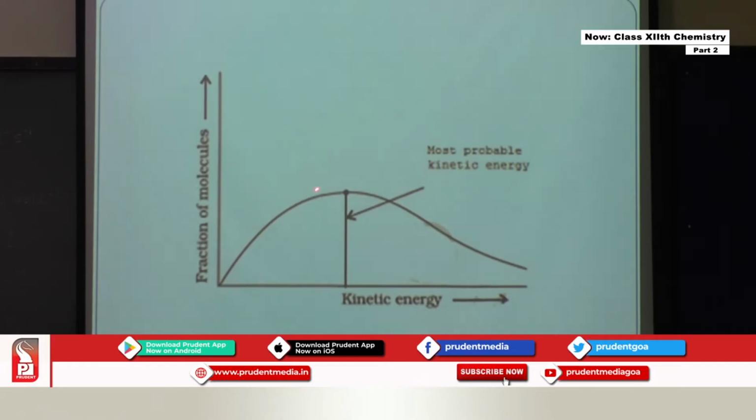Now, if you look at this curve here, the fraction of molecules having very low kinetic energy is very small, given by the area under the curve, while the fraction of molecules having very high kinetic energy is also very small. The most probable kinetic energy is here in the middle of the graph. Most of the molecules have kinetic energy somewhere in between the lowest and the highest.